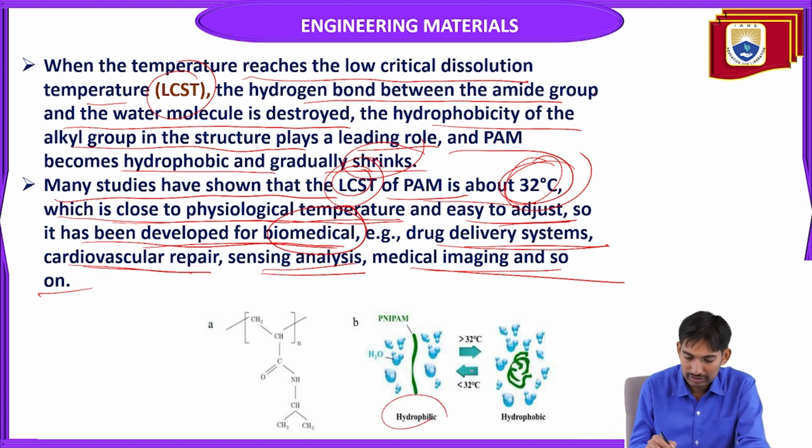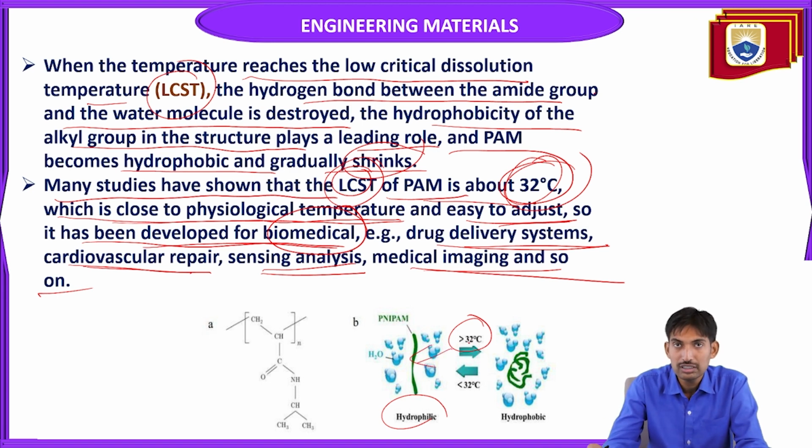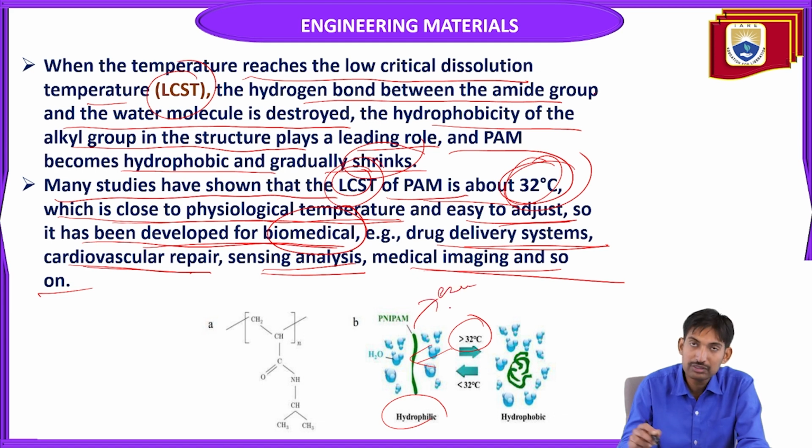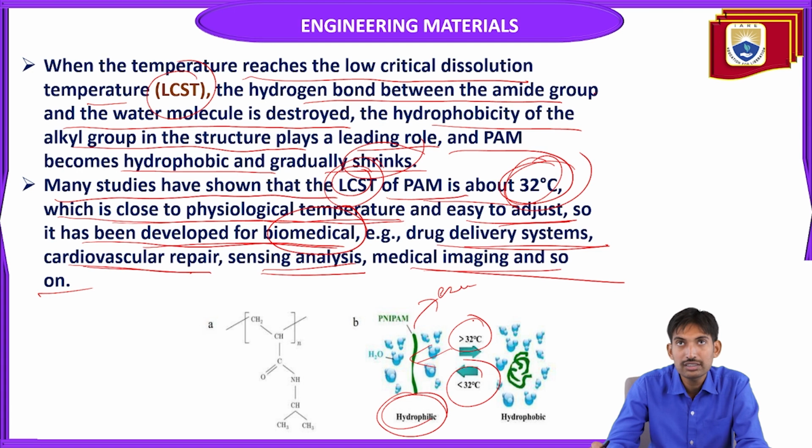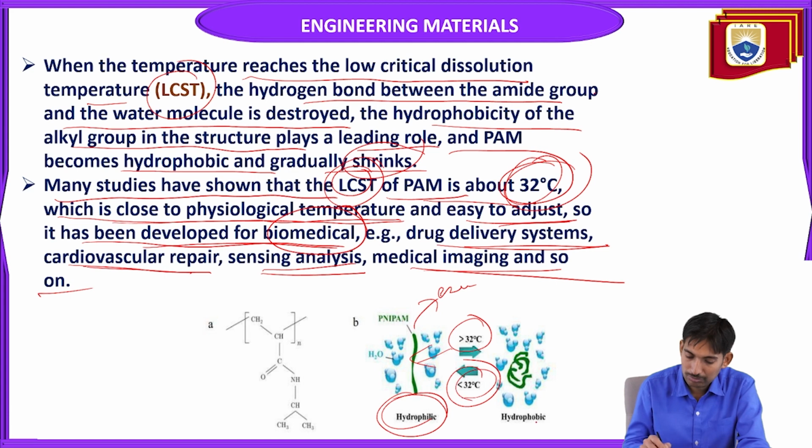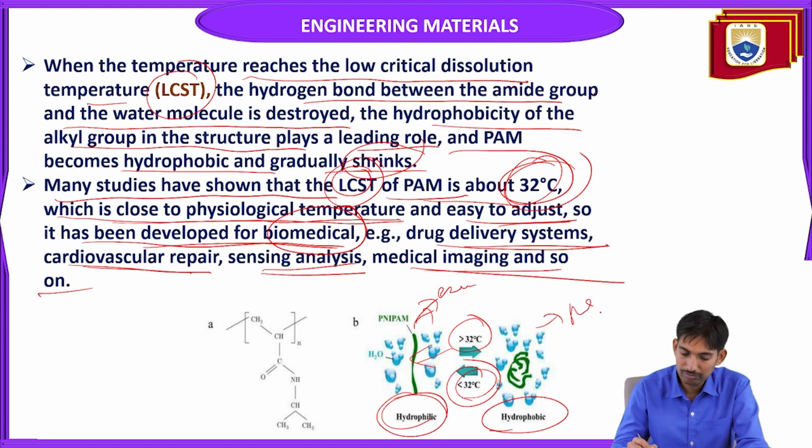See, this is hydrophilic below 32 degrees centigrade. Below 32 degrees centigrade, it is hydrophilic in nature, meaning it is expandable. It forms hydrogen bonds with the water molecules. 32 degrees centigrade is the LCST, the lower critical solution temperature. Above this 32 degrees centigrade, what happens? There is no hydrogen bonding between the water molecules and the PAM, polyacrylamide, so it is hydrophobic in nature, in the shrunken form. Here is the expandable form of the polyacrylamide, and this is the shrunken form of the polyacrylamide.